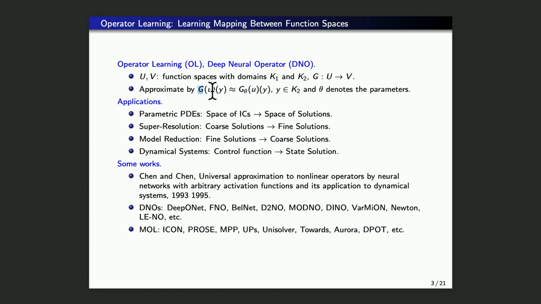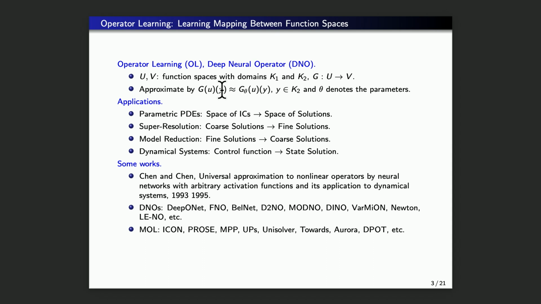Here, the little u is the input function in the input function space, and this capital G operator will map this u into a function in the output function space. We just want to use this G theta to approximate it. Here y is an independent variable, or a particular point in the output function domain, so we want a pointwise approximation.